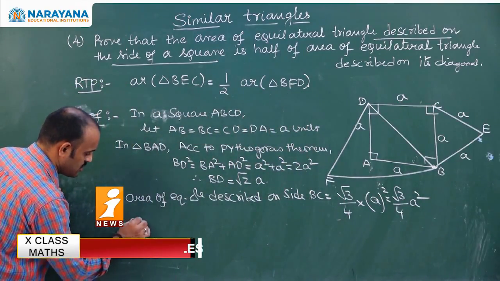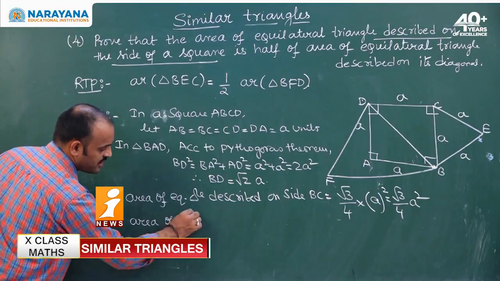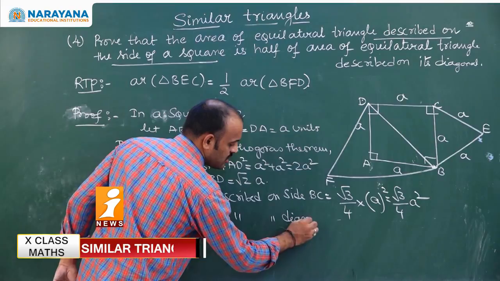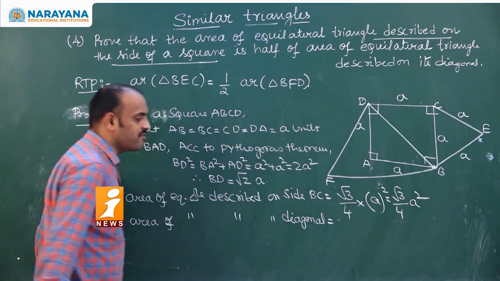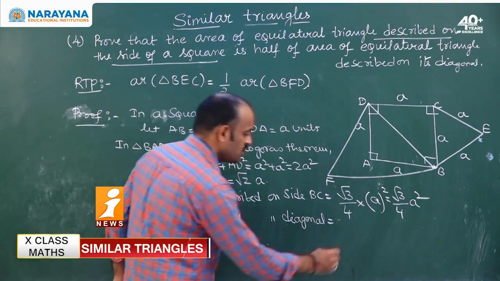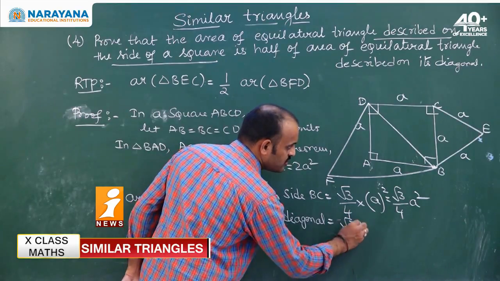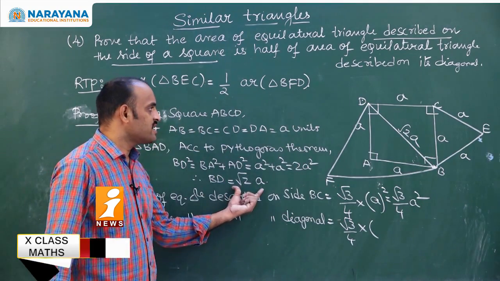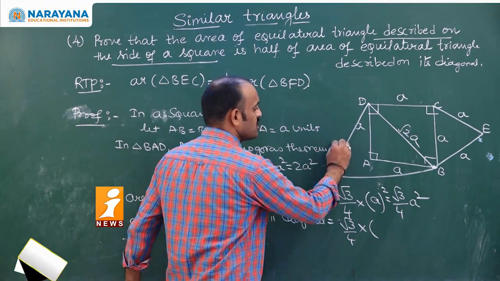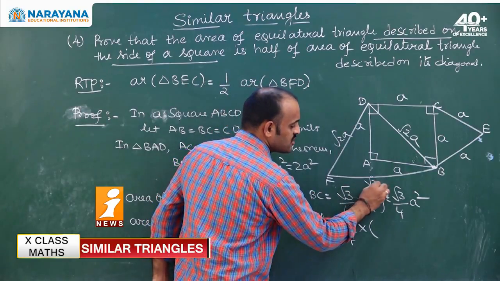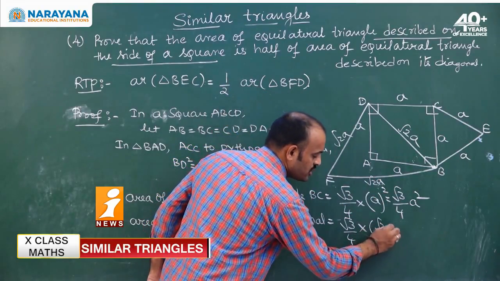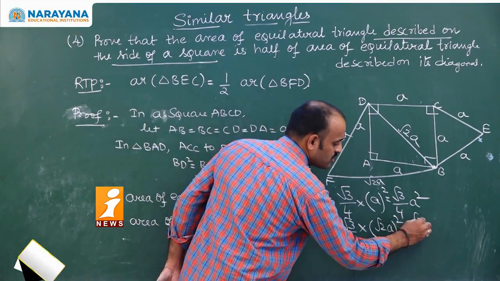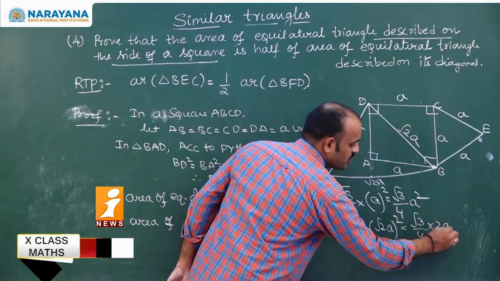Next, area of equilateral triangle described on the diagonal. What is the area of equilateral triangle formula? Root 3 by 4 into side square. So what is the side here? Just now we got the side as root 2 times A. So root 2 into A whole square. If I do this, it gives you root 3 by 4 into 2A square.